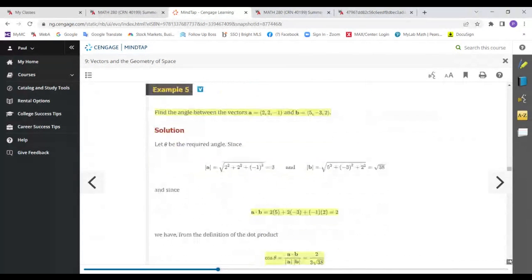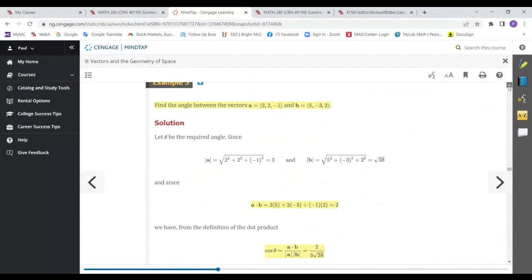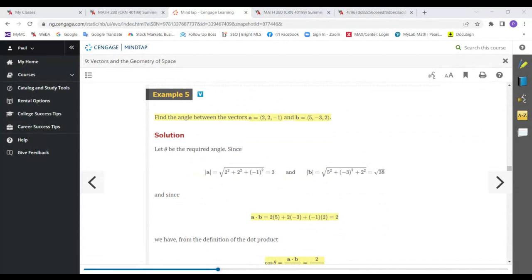So sometimes you want to find the angle between two vectors. How would you do that? Well, in this case, you have vectors with components. Vector A has components 2, 2, -1. Vector B has components 5, -3, 2. Okay, what would the angle be between those two vectors? How are we going to find that?